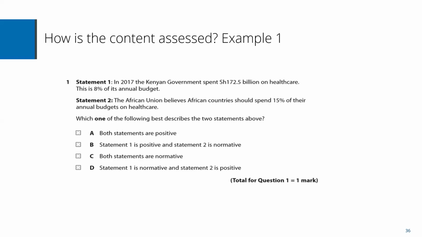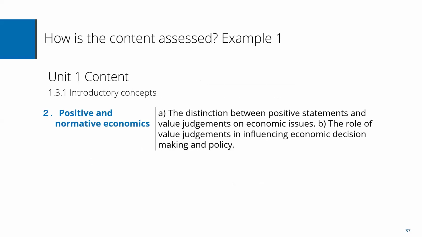So this is just taken from the question paper. And of course, we can move on and see this from the specification. So unit 1, 1.3.1, introductory concepts, positive and normative economics. So this is how it's laid out in the specification. And that was just an example of how a 1-mark question could test this type of topic area.